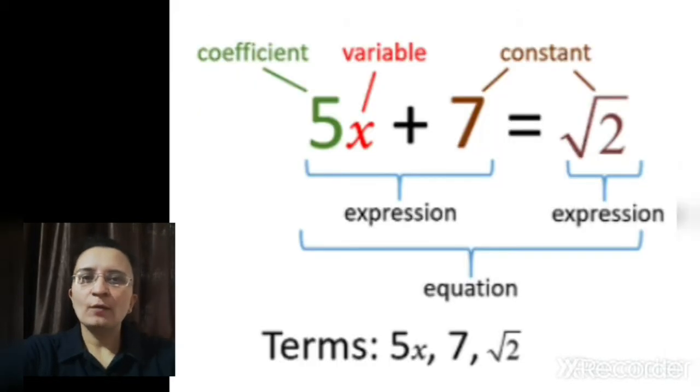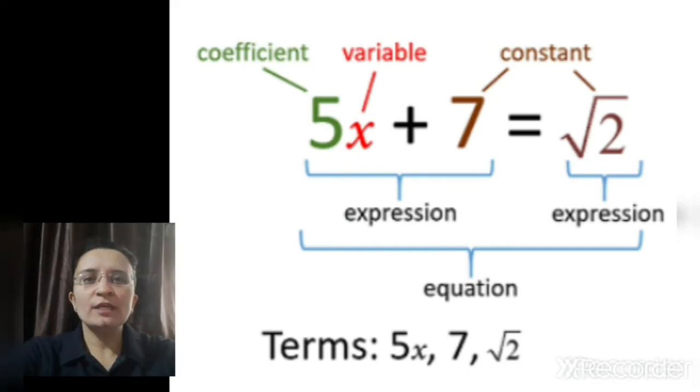Here we have one picture, one diagram, to understand what is variable, what is constant, what is coefficient, and what is algebraic expression, and what is equation. You all are aware about the terms coefficient, variable, constant and expression. You have learned this in class 6. Now in class 7 we are going to learn about equation.